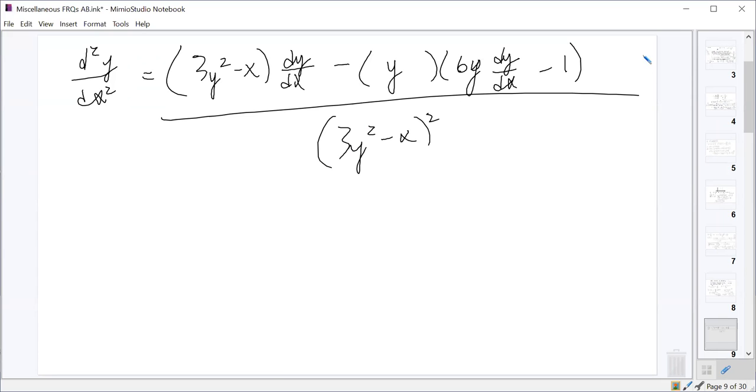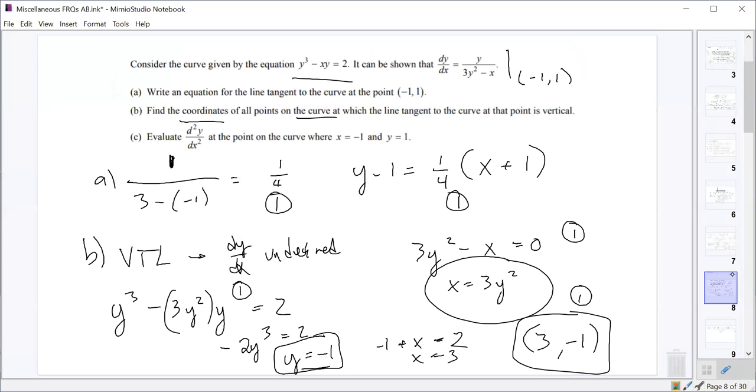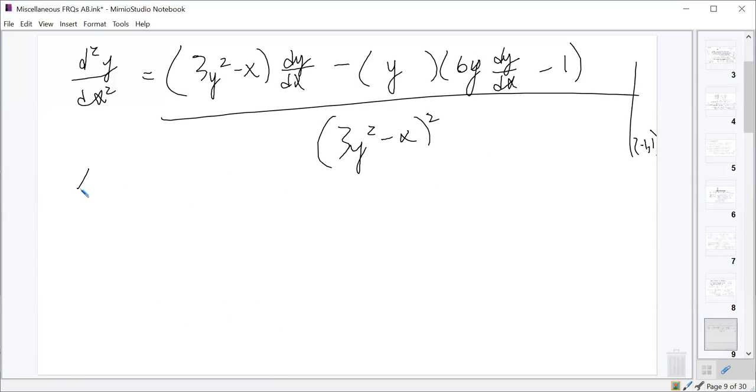And what are we evaluating this at the point? Is it 1, -1 or -1, 1? So when x is -1 and y is 1, we know that dy dx is 1/4. So we know that x is -1, y is 1, and all dy dx's can be replaced with 1/4. So we've got 3 times y squared, that should be 3, minus a -1 ought to be 4. So we got 4 times a 4, minus our y value, which was 1, so that's just 1.